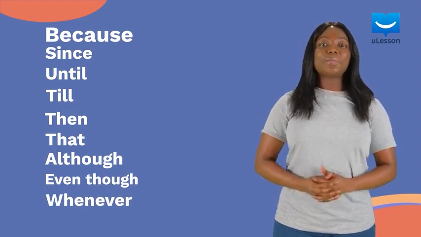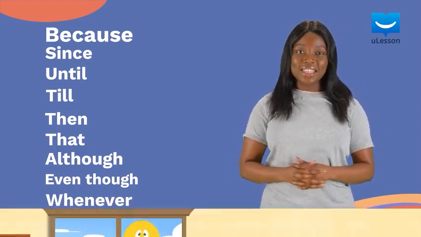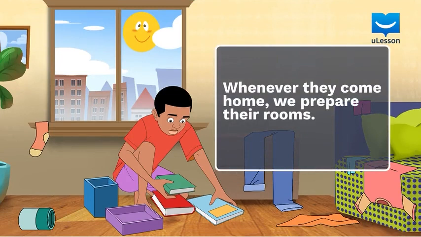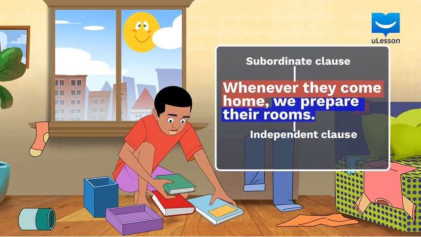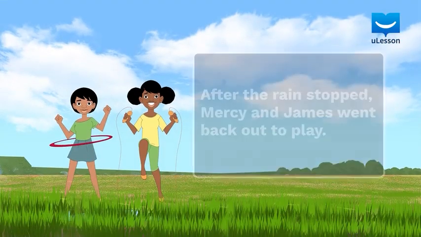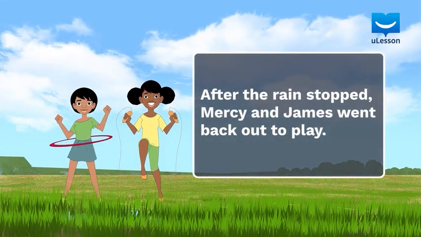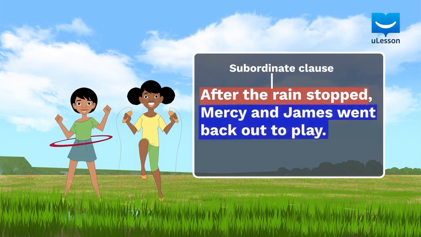Okay, let's review some examples of complex sentences. Whenever they come home, we prepare their rooms. In this sentence, whenever they come home is the subordinate clause, while we prepare their rooms is the independent clause. After the rain stopped, Mercy and James went back out to play. In this sentence, after the rain stopped is the subordinate clause, while Mercy and James went back out to play is the independent clause.